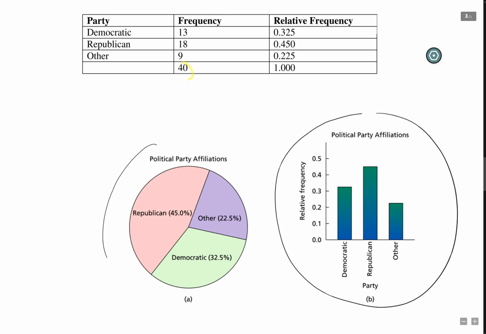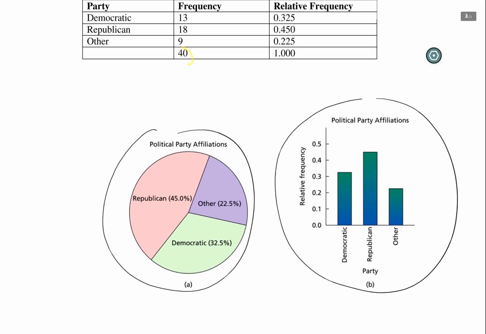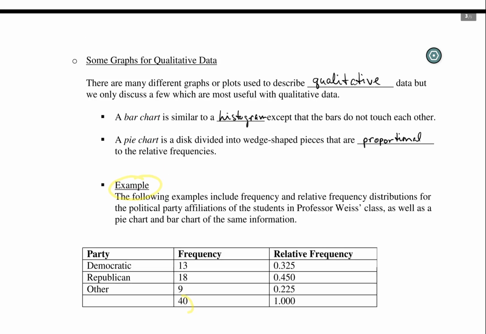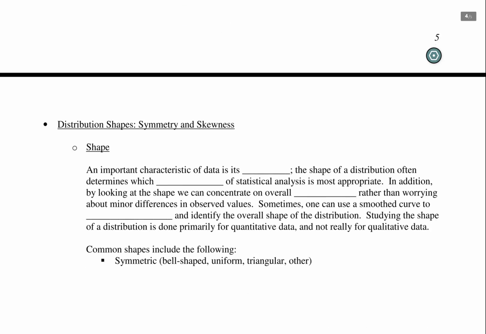And so this here is our pie chart, and it reflects a similar sort of information, but again, it's relative to the other categories, is what you see with a pie chart. Those are the common graphs for qualitative data that we're going to consider so far.